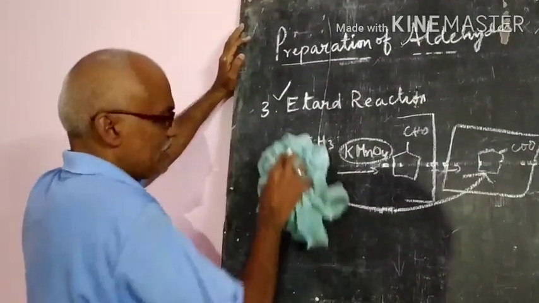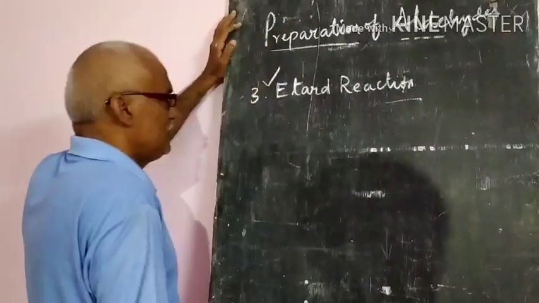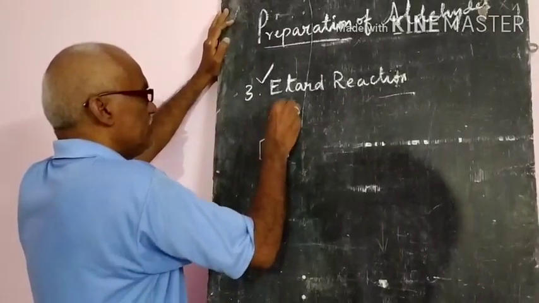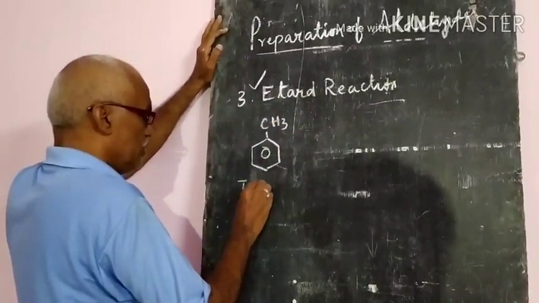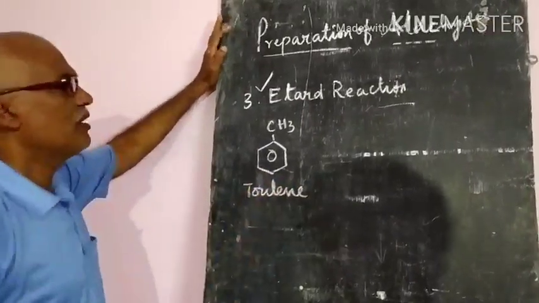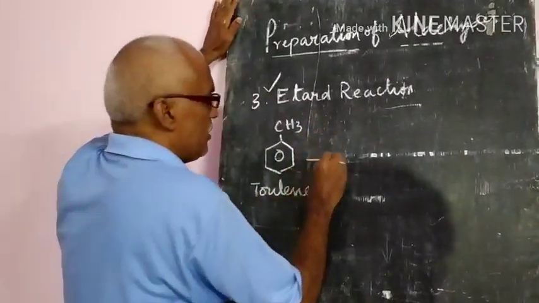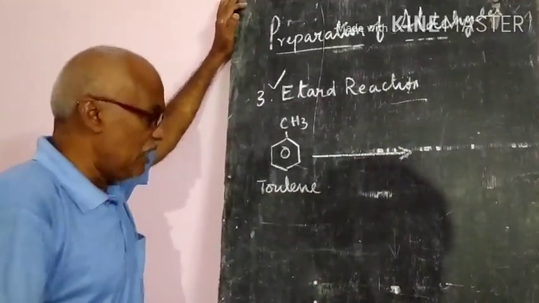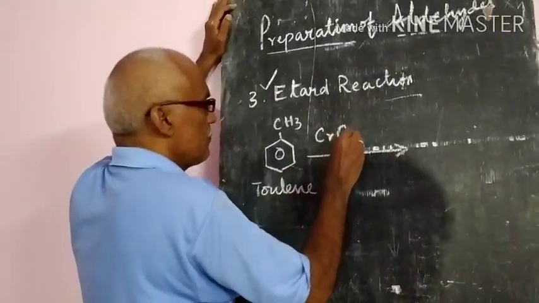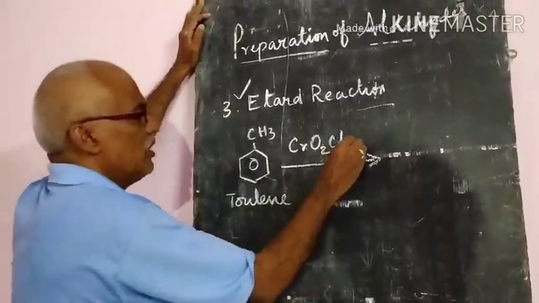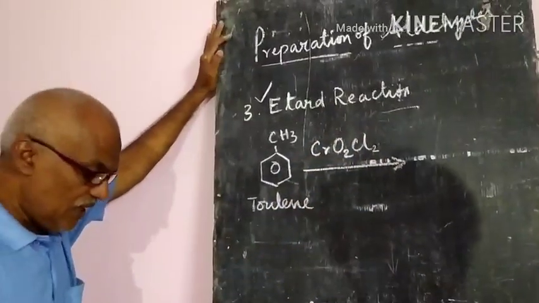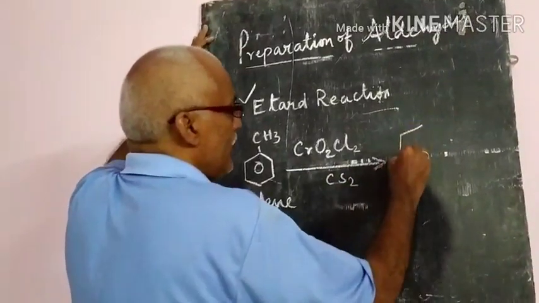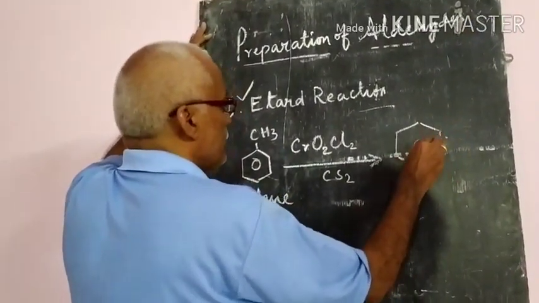In this Etard reaction, what is to be done? We take benzene derivatives, for example CH3 on benzene, which is called toluene. But in place of potassium permanganate, the reagent is chromyl chloride, CrO2Cl2. If you use this reagent in the presence of carbon disulfide, an intermediate compound will be formed. What is that?